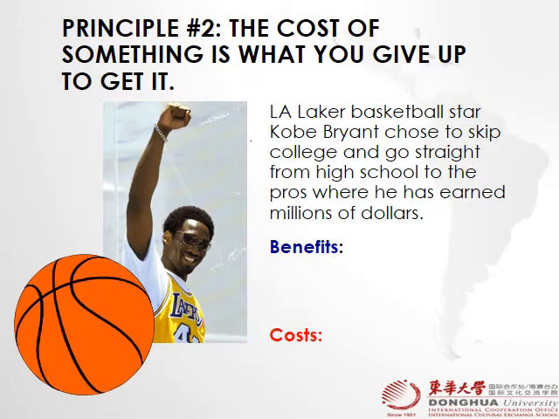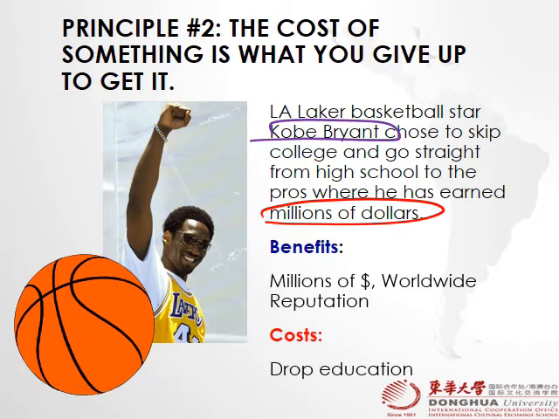So I hope many of you already know Kobe Bryant. Unfortunately, he died in a helicopter crash. May his soul rest in peace. So he chose to skip college and go straight from high school to the pros, where he has earned millions of dollars. So what are the benefits? He earned millions of dollars, right? And worldwide reputation. What is the cost? Dropping the education. So what is his opportunity cost? His opportunity cost is dropping the education, right?